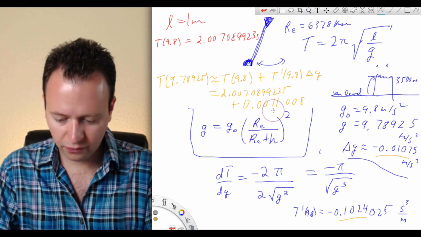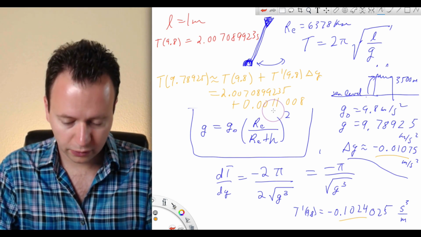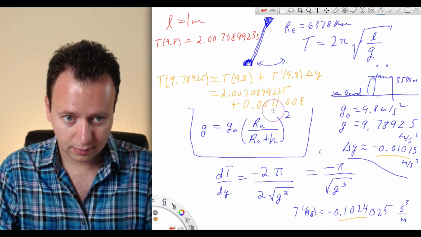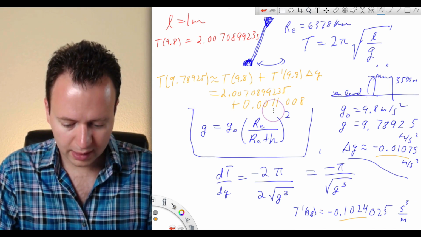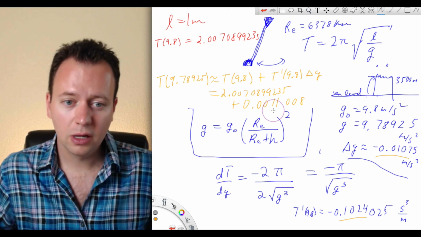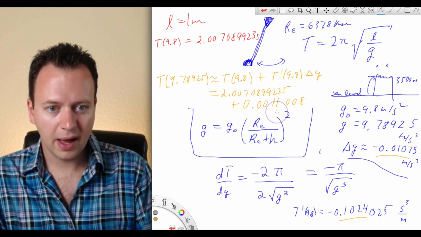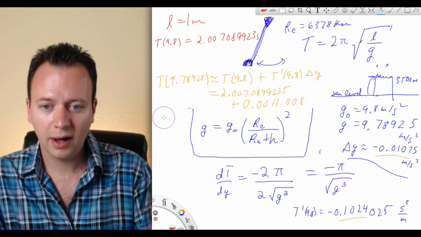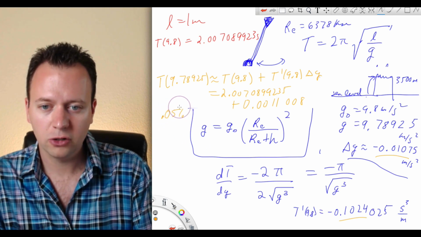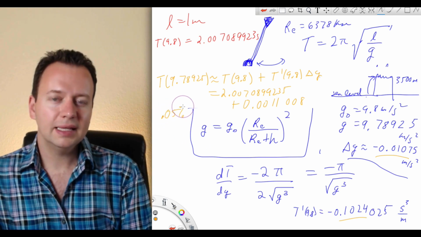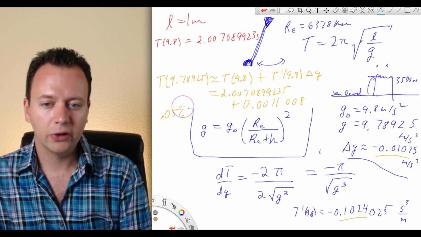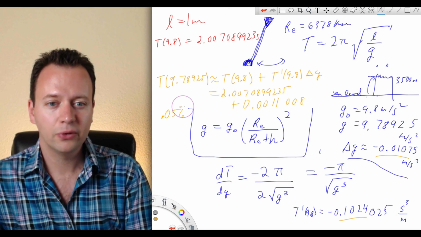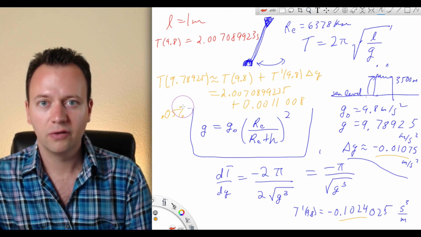And when we divide this by 2.007, we get about a 0.05% change. So basically this divided by the initial period is approximately a 0.05% change. So going from sea level to an altitude of 3,500 meters would result in approximately a 0.05% change in the period of the pendulum.